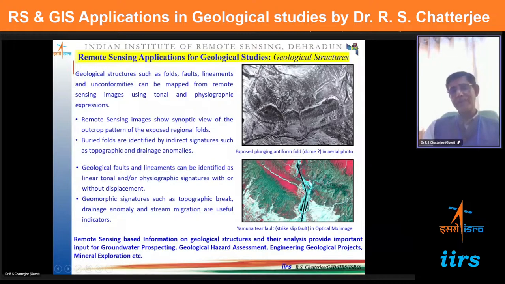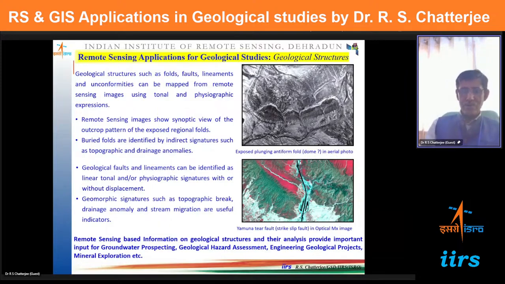In some cases, the fold may not be exposed to the surface. Sometimes it is buried underneath, maybe very near to the surface or a little deeper. So in such cases, what happens? It may give you some topographic high, or there may be some kind of anomalies. Those anomalies will be reflected in the drainage. Okay. So from these topographic and drainage anomalies, you can also interpret that there is a folded structure.